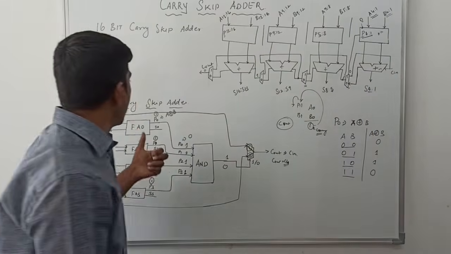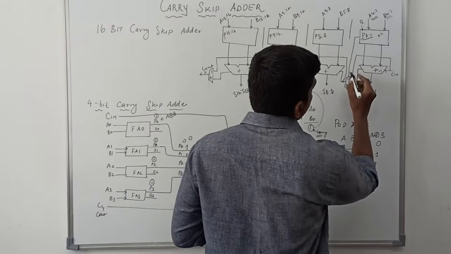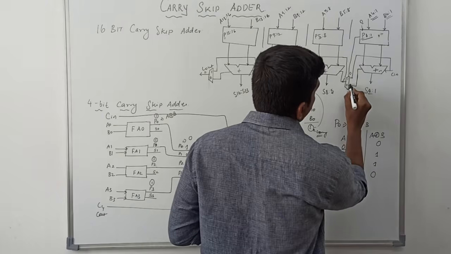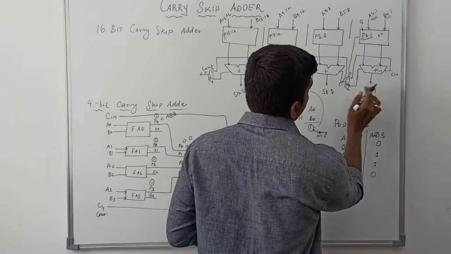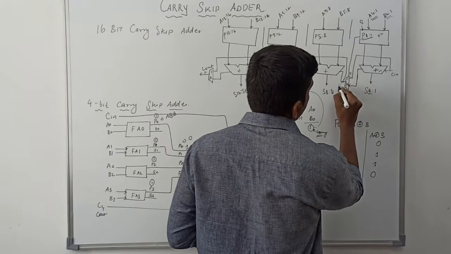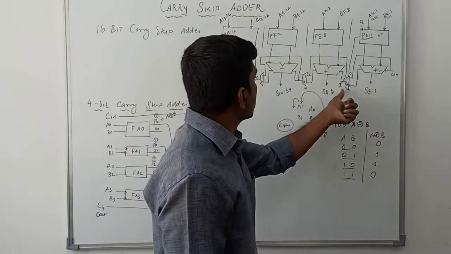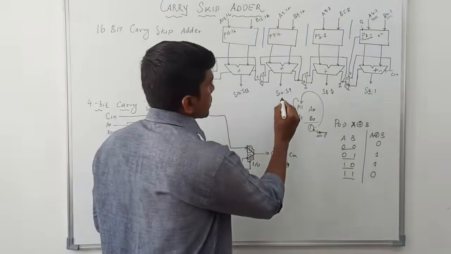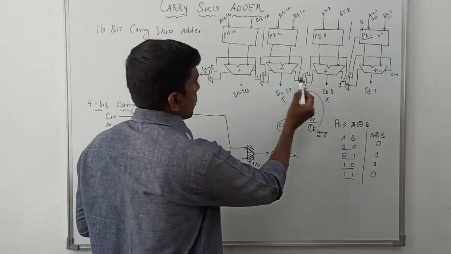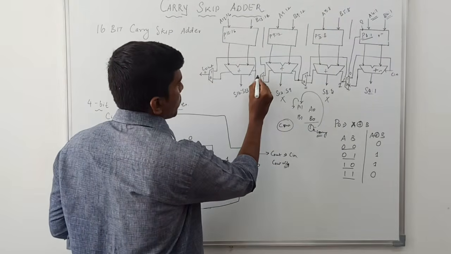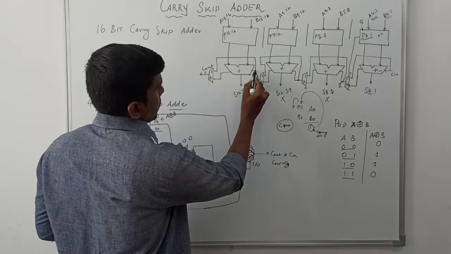I already explained this concept in the 4-bit carry skip adder. Then this selection line value is 0. In this case, the 0th pin of mux is selected, so this value is passed to output. Here the carry value is 1. Once the carry value is present here, this carry value is propagated to the final stage, skipping the 2 modules. Just skipping the 2 modules, this carry out is propagated to here. So the output of this mux is 1. This 1 is given as the carry value.